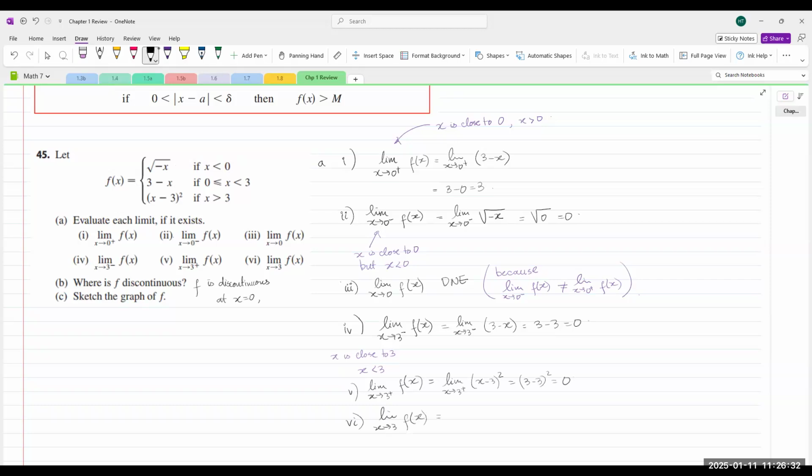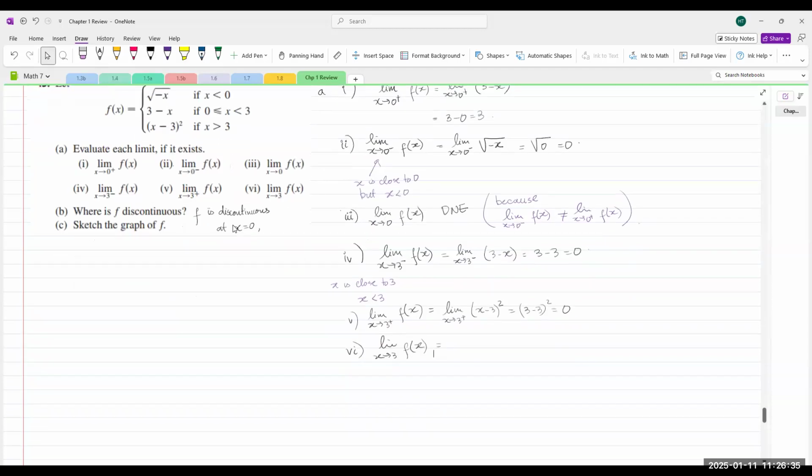Well, you see the left hand limit and right hand limit are the same, so we say the limit exists and equals 0. Okay, let me explain further. Because the limit as x approaches 3 from the left hand side of f(x) is equal to 0, which is also the limit when we approach 3 from the right hand side.